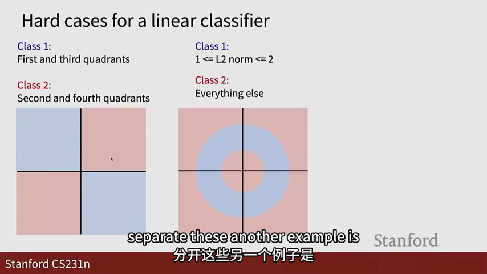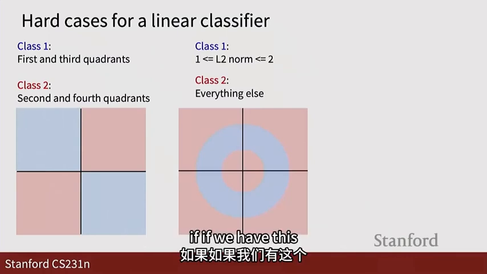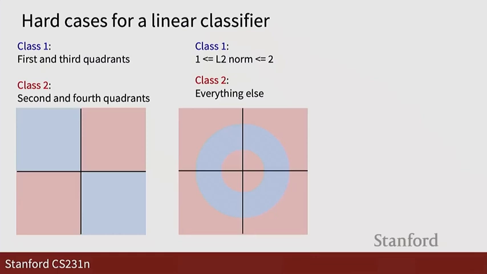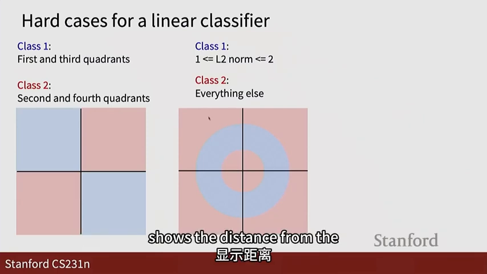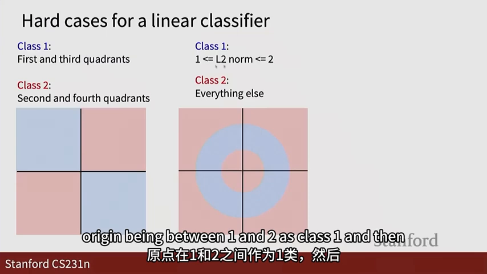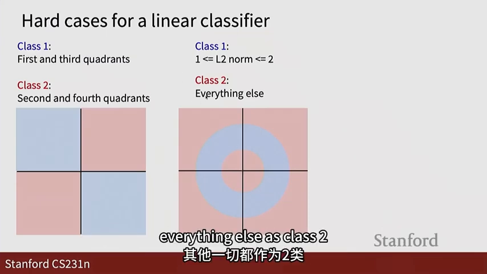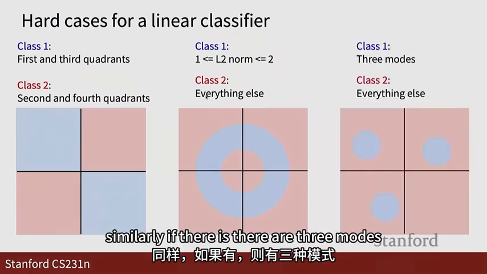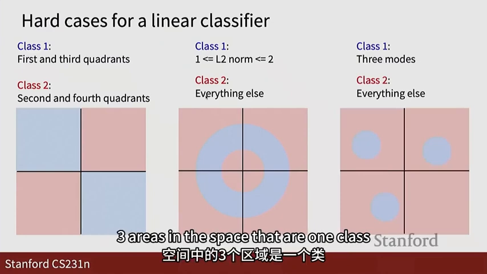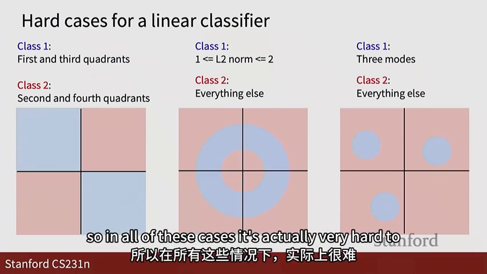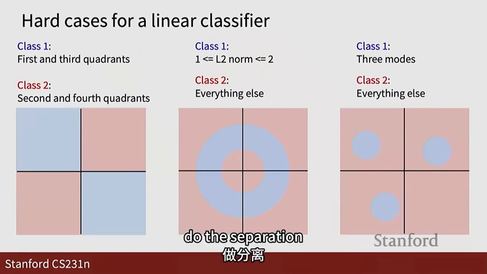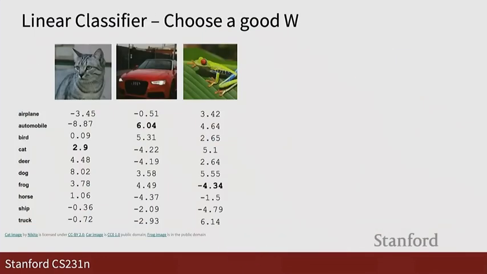Another example is if we have this type of separation between class 1 and class 2 that shows the distance from the origin being between 1 and 2 as class 1, and then everything else as class 2. Similarly, if there are 3 modes, 3 areas in the space that are one class, and then the second class is everything else. So in all of these cases, it's actually very hard to do the separation.